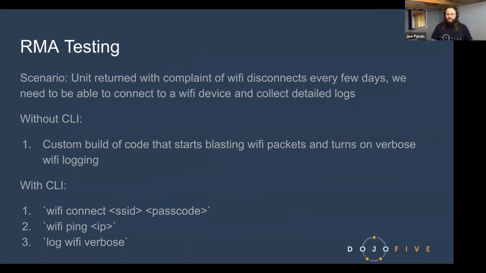RMA testing. A unit comes back from the field. They say, yeah, Wi-Fi goes out after 2 or 3 days. So we want to stress it and see what we can do. Okay, great. Wi-Fi connect, SSID, passcode, Wi-Fi ping IP, maybe throw in a Wi-Fi max transmit. So it just tries to send as much data as possible. Maybe it had something to do with transmit. Maybe the power supply wasn't actually capable, and we have something way off, a couple standard deviations away from the mean, where it fails under max transmit.